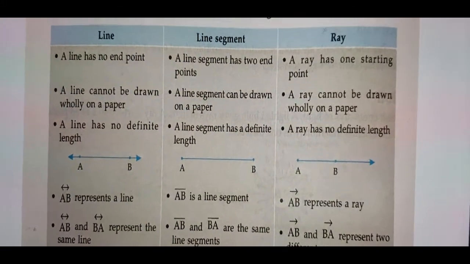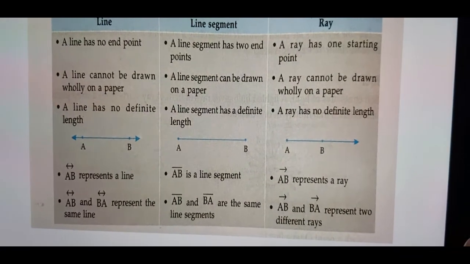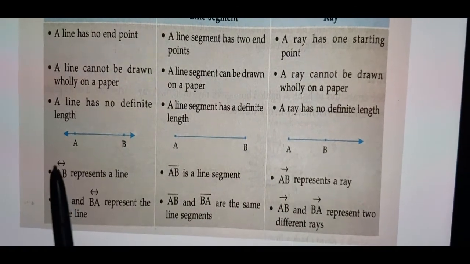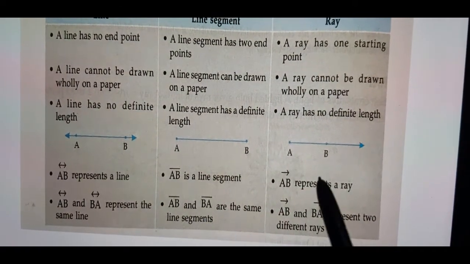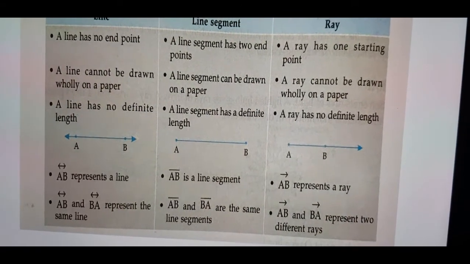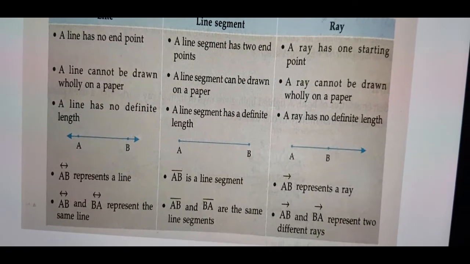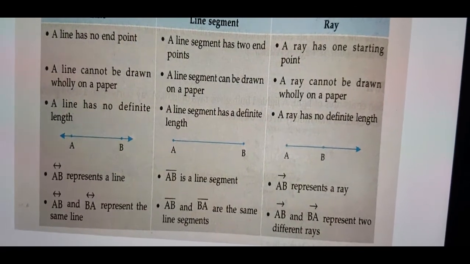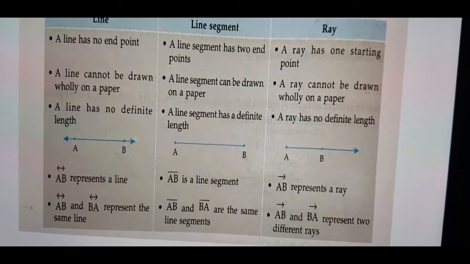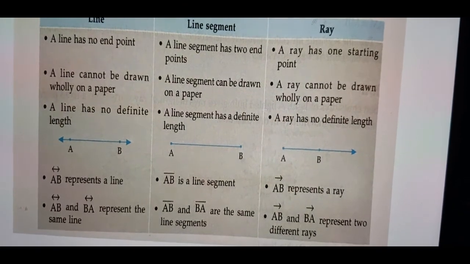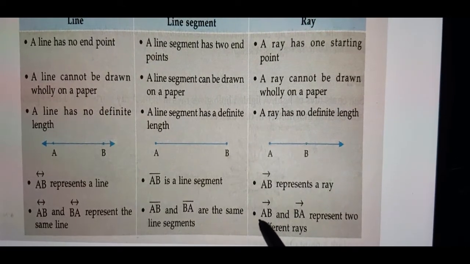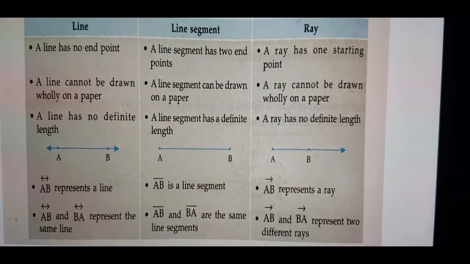A line has no definite length. A line segment has a definite length. A ray has no definite length. The symbol of a line we show like this, in a line segment like this, and in a ray like this. Line AB or BA represents the same line, it does not change. AB and BA are the same in line segments, but in rays, ray AB and ray BA represent two different rays. In one, A is the starting point, whereas in the other B is the starting point.